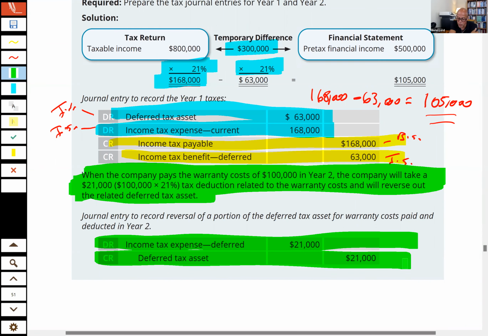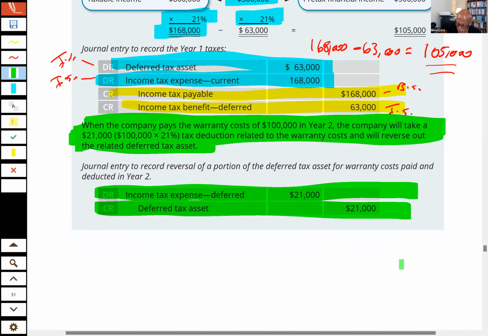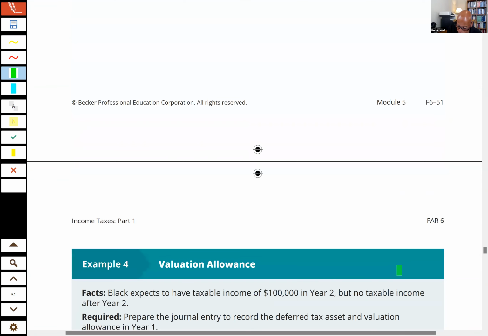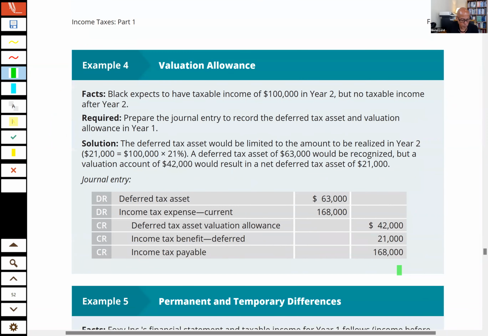Now, what happens in sort of, they kind of bury the lead here a little bit, because the point here in this whole discussion, I think, was the valuation allowance, right? So what happens? Let's say they determine, you know what?